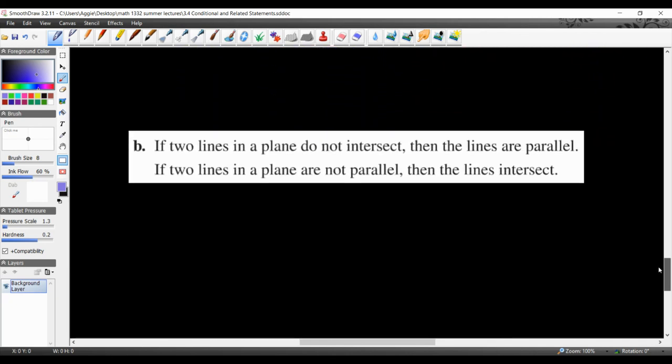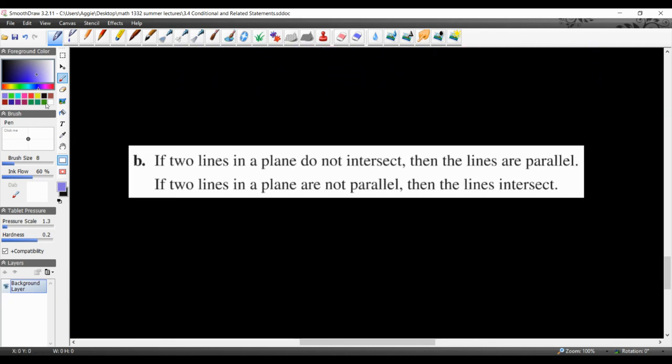We're going to look at the second example. This one says if two lines in a plane do not intersect, so here we have our P. Two lines in a plane do not intersect. Then the lines are parallel. So we're looking at our first line to be our conditional, if that helps a little bit. So this would be our P implies Q, the conditional.